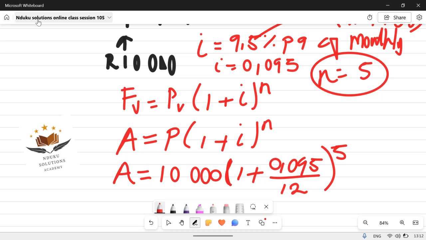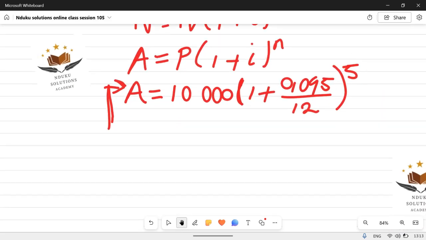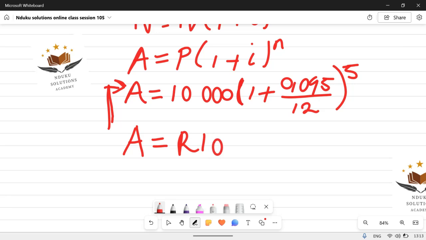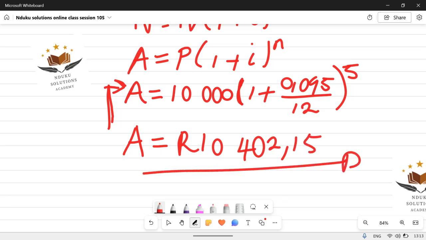And then you put the whole thing in a calculator and see how much you get. It's 10,402 and 15 cents. That's the amount.